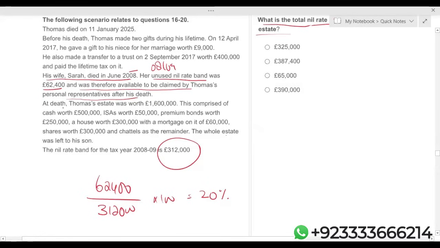Let's see what else is given here. At death, Thomas' estate was worth 1.6 million. This comprised cash worth 500,000, ISA worth 50,000, premium bonds worth 250,000, a house worth 300,000 with a mortgage on it of 60,000, shares worth 300,000, and chattels as the remainder. The whole estate was left to his son.